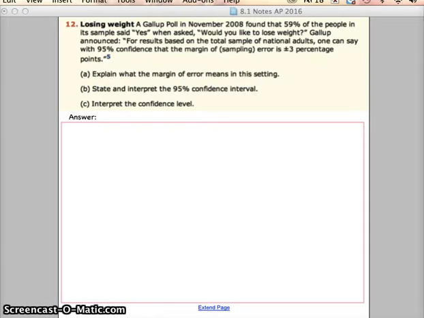Okay, this is the only thing we need to finish up from the notes, and then you should be able to do the homework during class. So we saw this problem at the end of class yesterday, and we have to explain what the margin of error means, state and interpret the 95% confidence interval, and interpret the confidence level. I'm going to do it a little bit out of order. I'm going to start with part C.